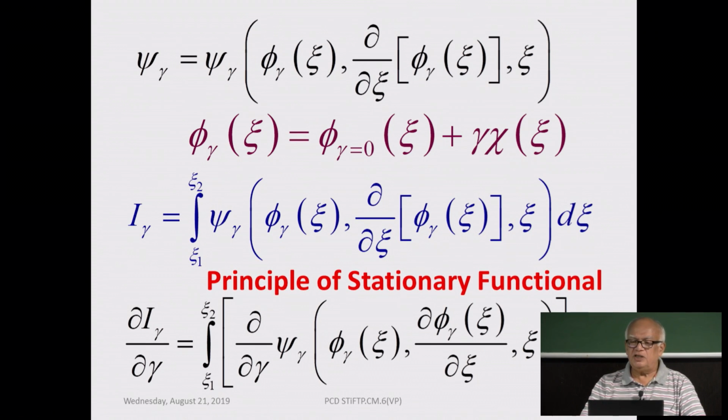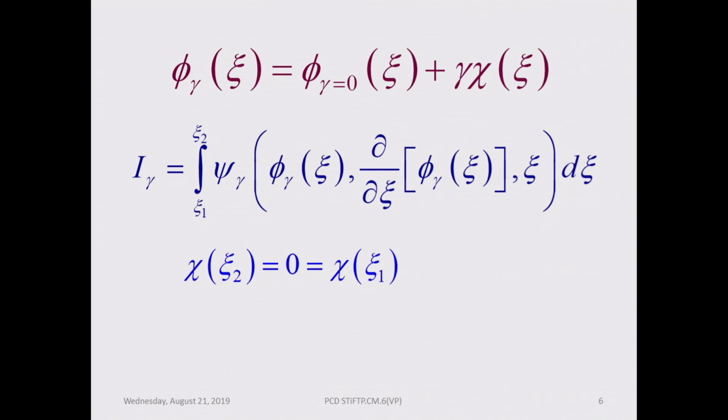So the principle of stationary functional is applied to this. This is a very general formulation, and what we see in the Lagrange's equation is a special explicit form of manifestation of this principle of stationary functional. So these are the key relations.